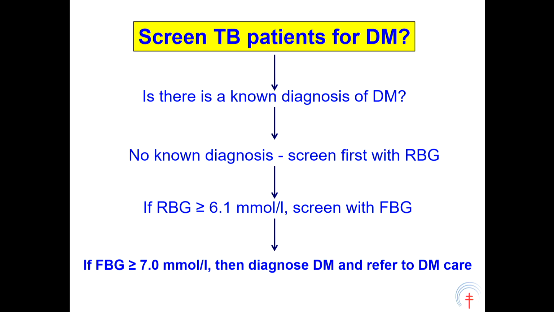And we can do this with an RBG, a random blood glucose. And if that is at or above 6.1 millimoles per liter, it means the person's at risk of diabetes, and we should bring them back and screen for a fasting blood glucose. And if that is at or above 7, then we can diagnose diabetes and refer to diabetic care. So again, we've run this algorithm in India, China, the South Pacific, Africa, Latin America.